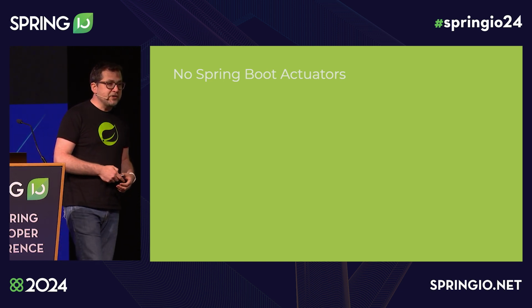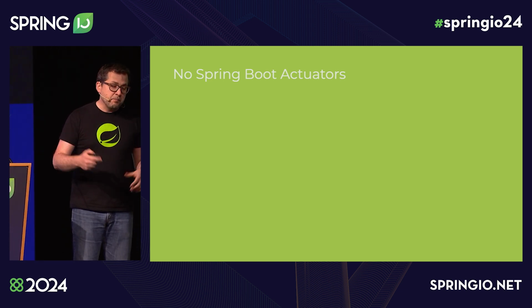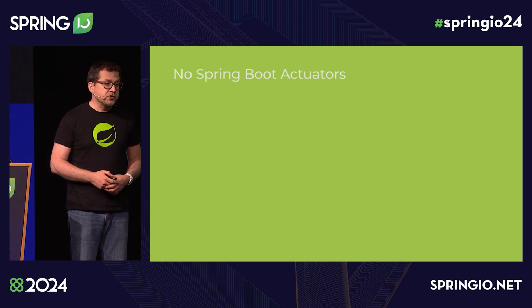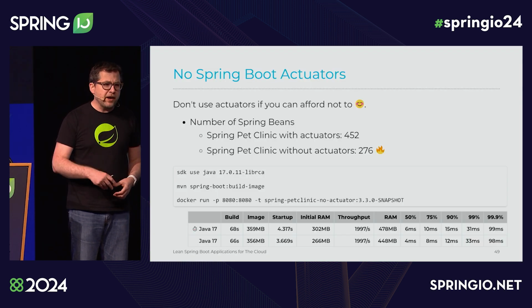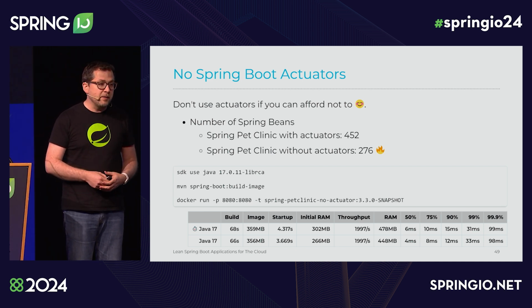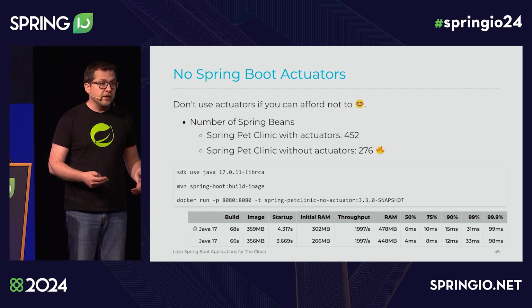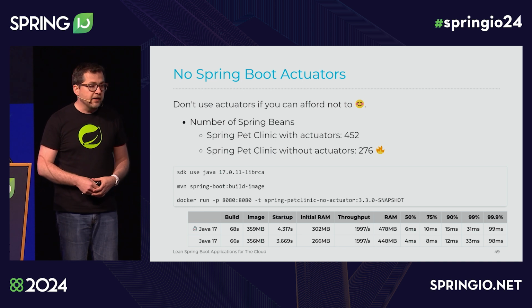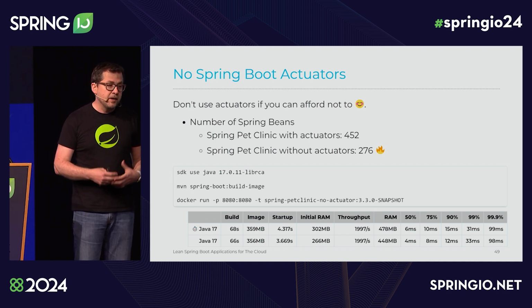Another thing, which is maybe a little bit provocative, is don't use Spring Boot actuators. But only if you can afford to, right? Spring Boot actuators come with a price, and I find it quite interesting to have a look at the numbers with the Spring Beans. With the actuators, we have 452 Spring Beans. Without the actuators, it's 276. So we would gain time because all these Spring Beans are not created. That's why I kind of joke here, when you can afford not to use them, don't use them.